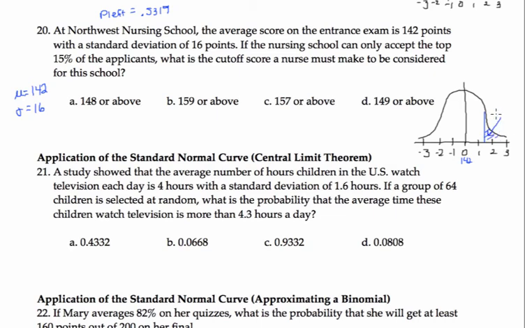So that would be 0.1600. No, sorry, 15% I want. So then the area to the left, which is what my table shows, is going to be 0.8500. So I want to know, what is this z-score? What is that z-score that has 85% of the data to the left of it?